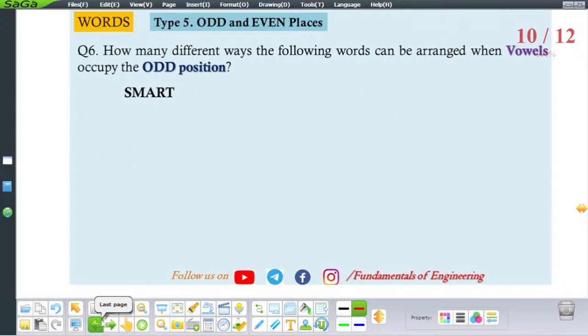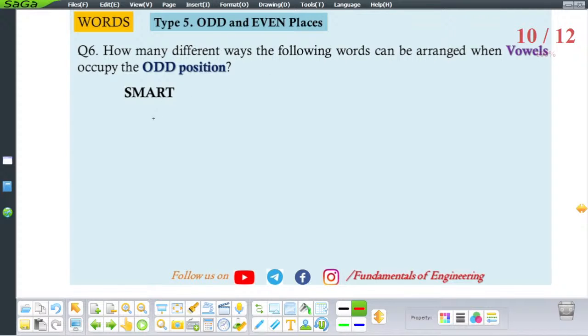Put the answer in the chat box. Now the last type, that is odd and even places. So what is the question? How many different ways can the following words be arranged when the vowels occupy the odd positions? Whatever vowels are present in the word, they will occupy the odd positions.